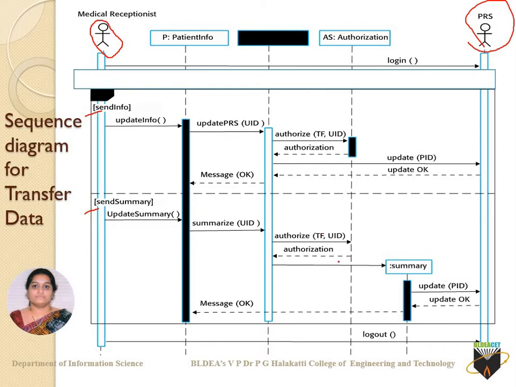If that authorization is successful, so you are an authorized person, then you send the summary. Here you can see that this is another object which is active only after a certain stage. That means you need not create this object at the start.